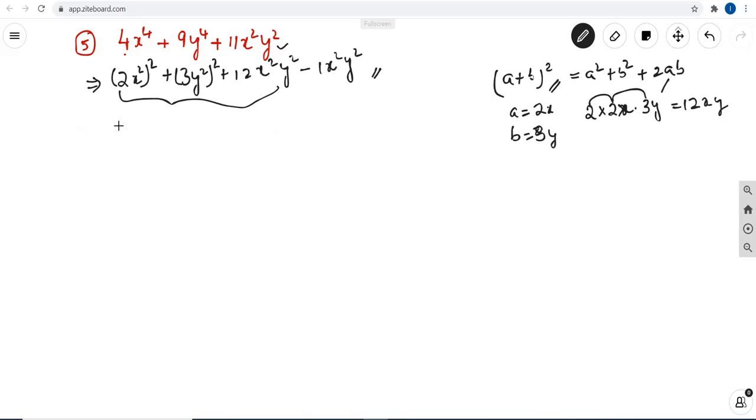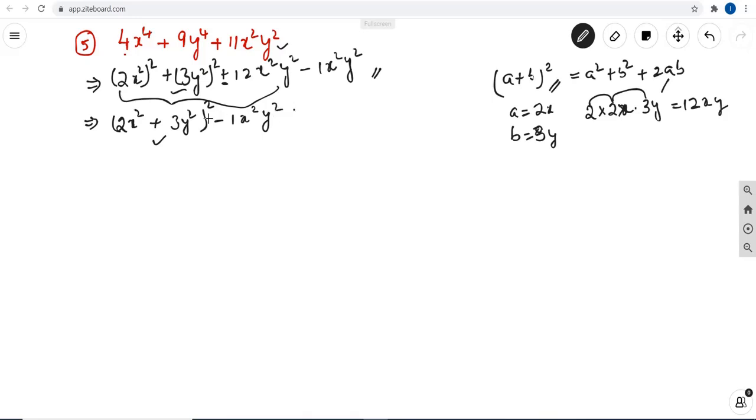So what is a here? A is 2x² and what is b here? B is 3y². This is plus sign, so this becomes plus sign here, and this square. Now if I expand this equation, I'm going to get the same equation. So what is left? Minus 1x²y².